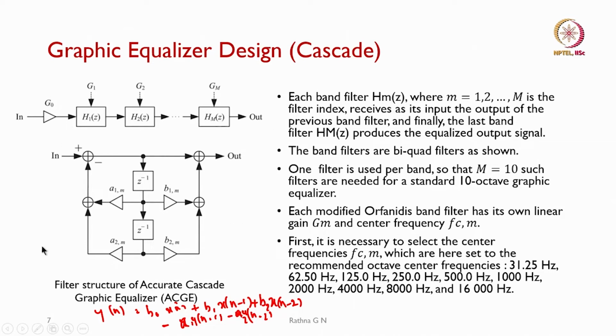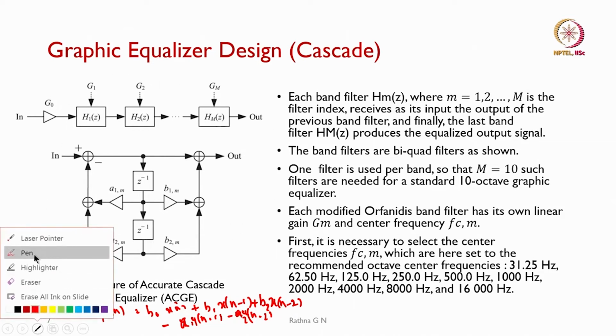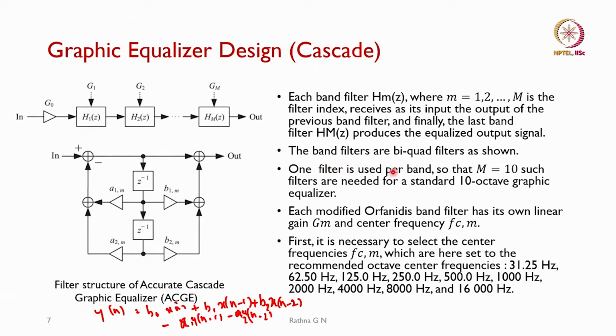So, what we can do is use one filter per band. That is, m equal to 10 such filters are needed for a standard 10 octave graphic equalizer. Each modified filter, which is named the Regalia-Mitra band filter, has its own linear gain G_m and center frequency f_c,m.